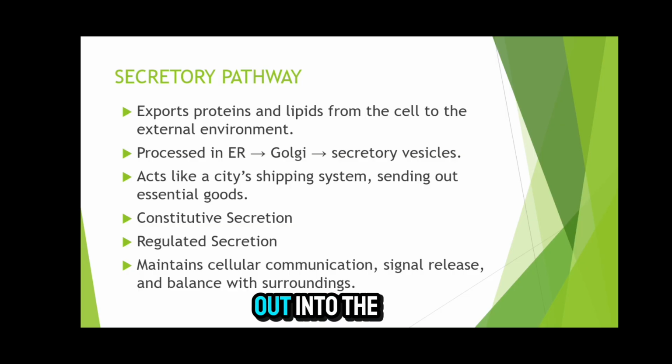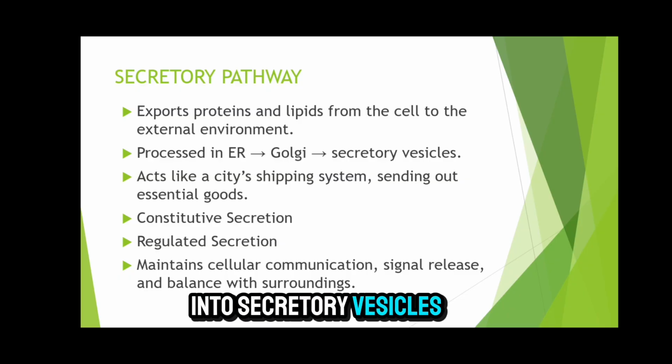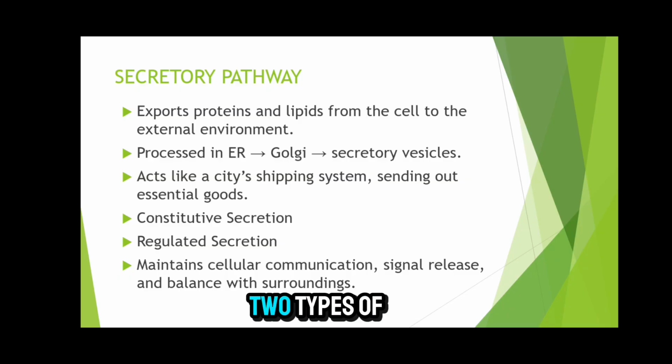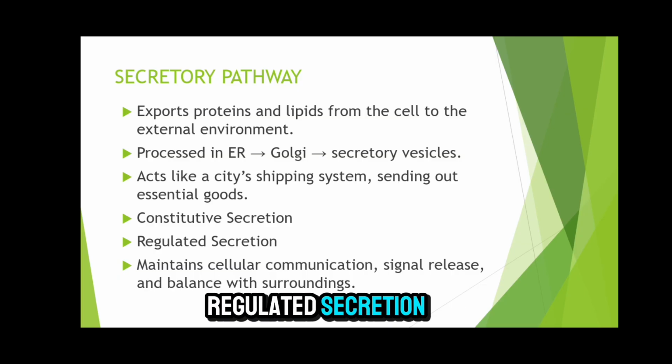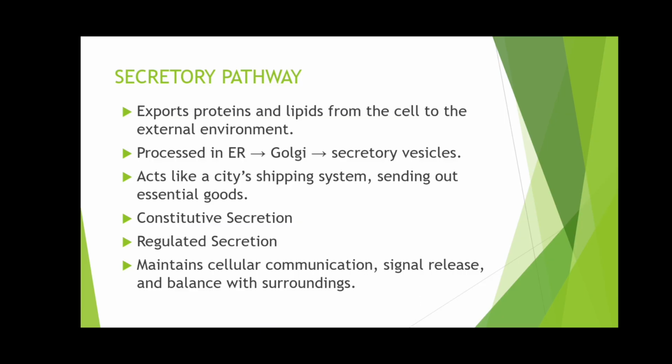its products out into the external environment. You can imagine it like the shipping system of a city that sends out the finished goods. This pathway also begins with the proteins and lipids that are processed in the endoplasmic reticulum and the Golgi, and then packed into secretory vesicles. Now, there are two types of secretions here: constitutive secretion and regulated secretion. These two secretions will be viewed in the next slide.